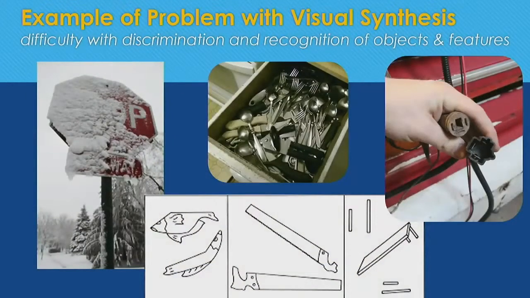Okay. So with visual synthesis, we have difficulty with discrimination and recognition of objects and features. If something's partially occluded, like a stop sign, they won't know that that's a stop sign. Or if somebody's driving, you might have a very high level patient who has a visual synthesis problem. If somebody's standing next to a bush, they actually don't know that the person's there because they cannot complete the picture. Junky drawers would be difficult for them. Putting things together would be hard.